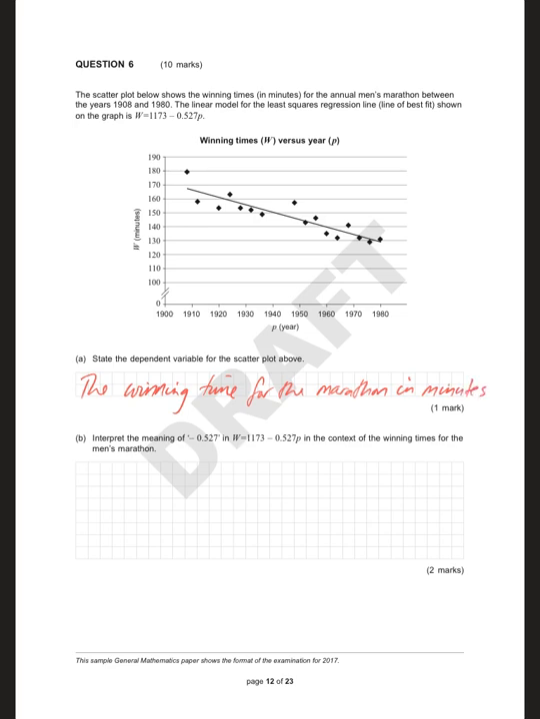Interpret the meaning of negative 0.527 in the linear equation for this. Well, what that's telling me is it's got a negative slope. The axis along the bottom is for each year, but the slope is for every 1 unit of the independent variable. So for every year since 1900, the winning time of the marathon, because it's negative, decreases by 0.527 minutes.